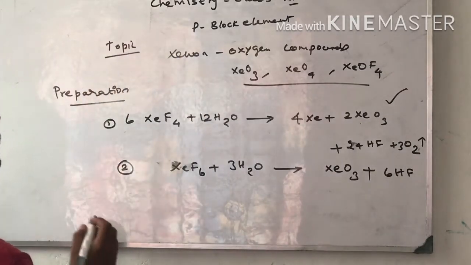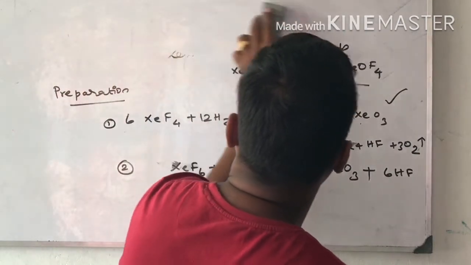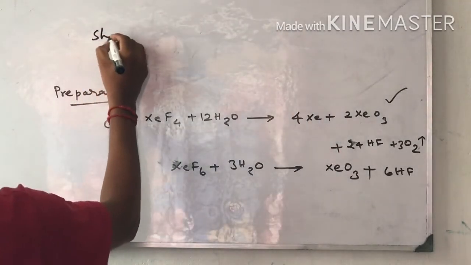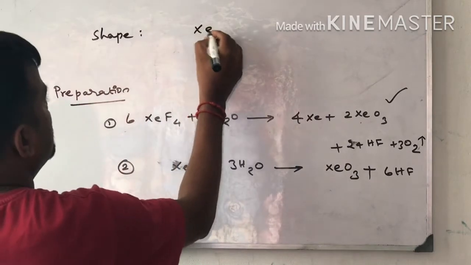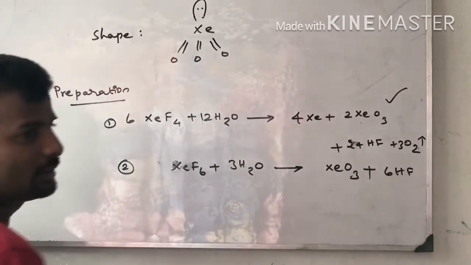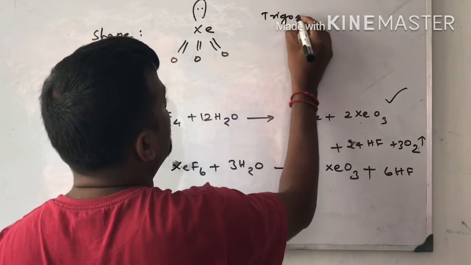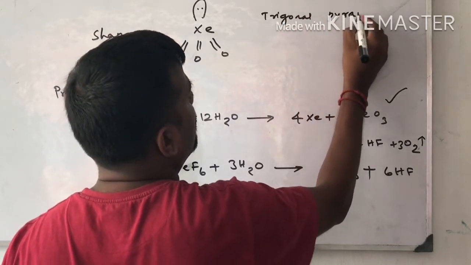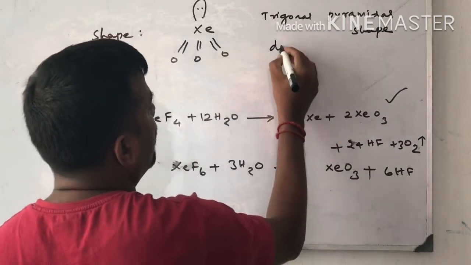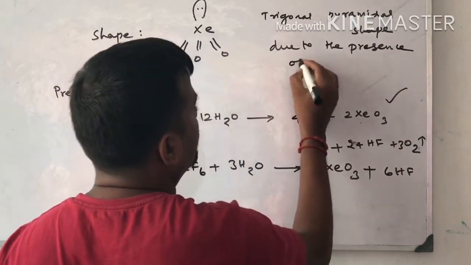Now I am going to write the shape of xenon trioxide. The shape of xenon trioxide is like this. It is a trigonal pyramidal shape due to the presence of a lone pair of electrons.